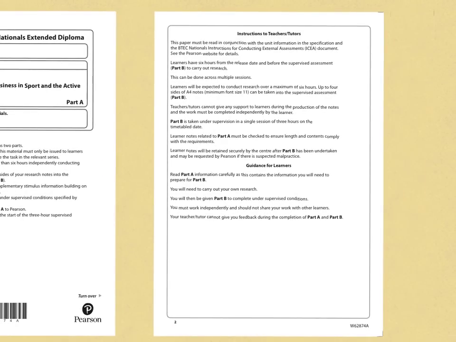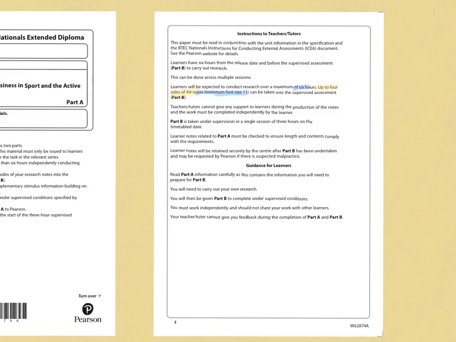So really briefly, make sure that you are aware that you are only allowed to do 4 sides of A4 notes. You've also got 6 hours to do this. Now we're splitting this up into 3 sessions of 2 hours. And just look at the detail around there about the minimum 11 size font, and that it's in unsupervised conditions, and that you've got to hand it in at the end of the supervised sessions with your BTEC sport teachers.